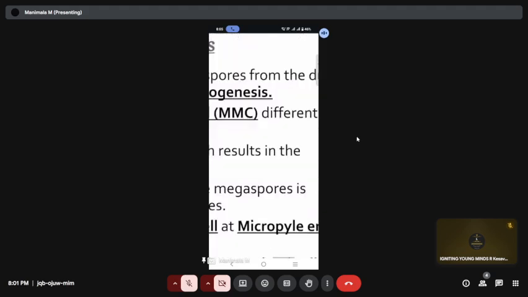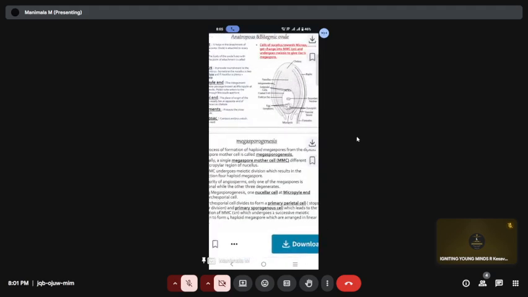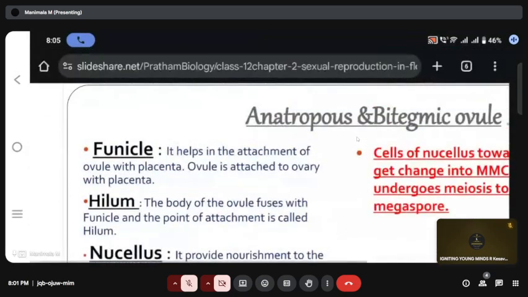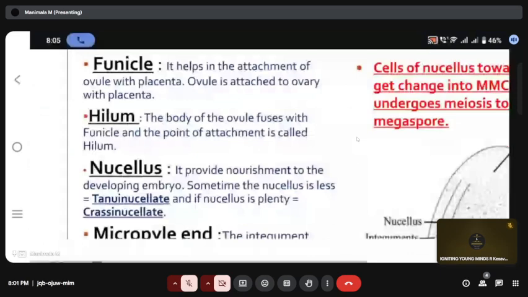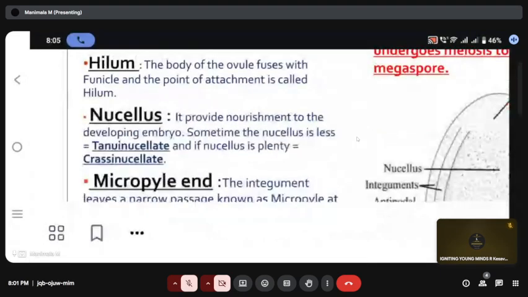Megasporangium. Now we are going to megasporogenesis. Funiculus helps the attachment of the ovule with the placenta. The ovule is attached to the ovary. Hilum is the point where the body of the ovule fuses with the funiculus. Nucellus provides nourishment to the developing embryo.